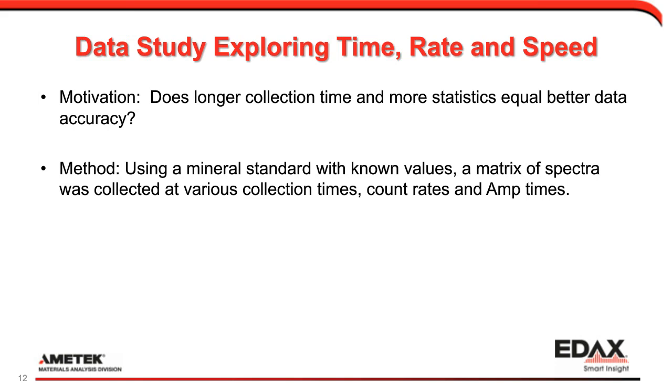So the data example that we're going to walk through today shows a few different variables that we change to explore the relationship between collection time, collection rate, and speed. The collection time is how long we collect for in seconds. The collection rate is the counts per second, or how many X-ray counts are hitting the detector. And the speed is the amp time, or time constant, how quickly we process the X-ray counts when it hits the detector. And this study takes a methodical approach, meaning that we're working with a known standard, mineral material with known values, and then we have three different variables that I just described above. But we're going to change each of those variables one by one and explore how it affects the quality of the data that we achieve.